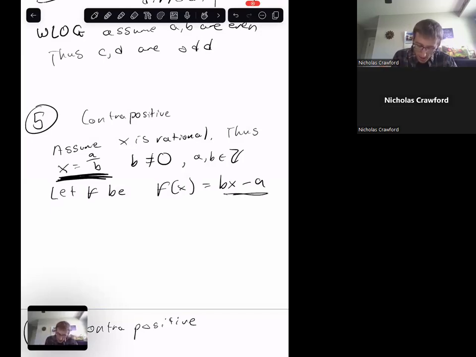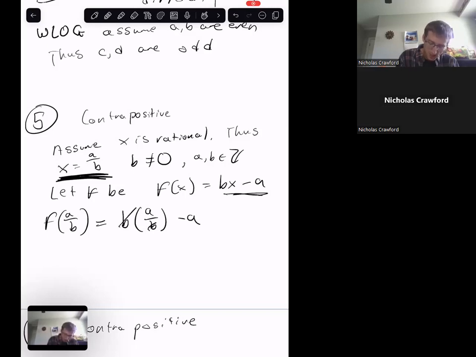That's what the definition said. So this is how I came up with this, because f of a over b, okay, so when I plug in a over b for x, what does this give me? Well, this gives me b times a over b minus a. These b's cancel, and I'm left with a minus a, so I get 0. So thus, x is not transcendental.